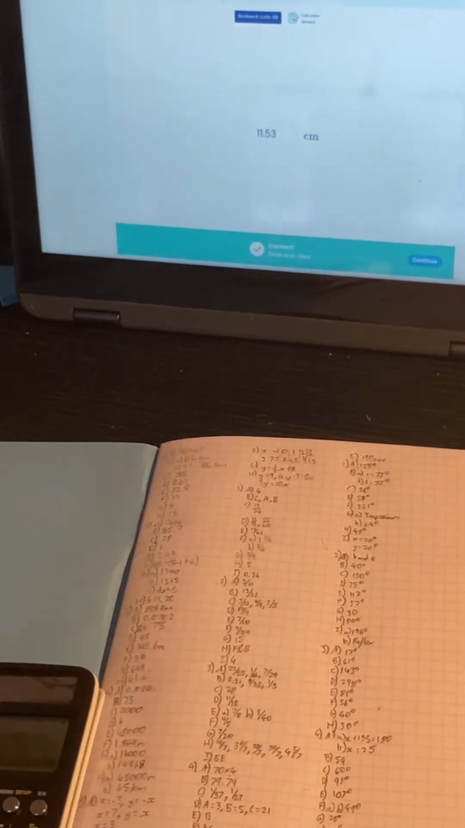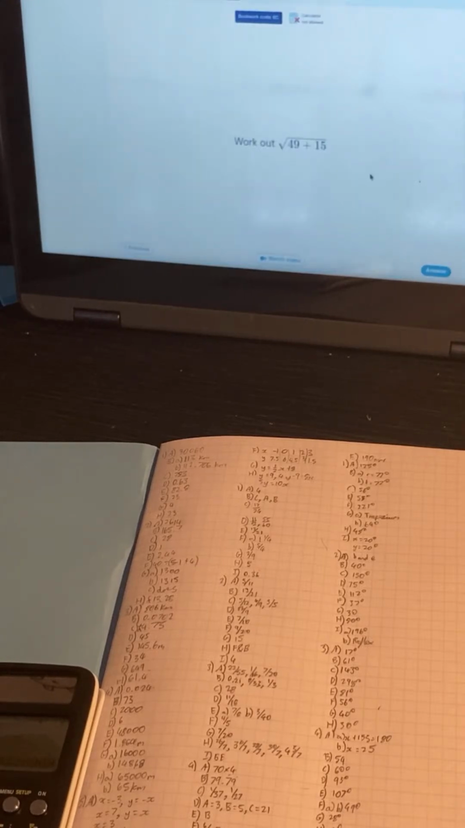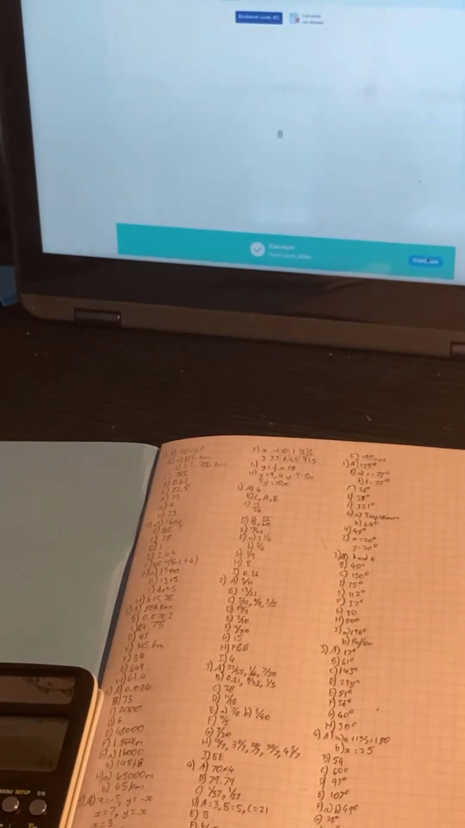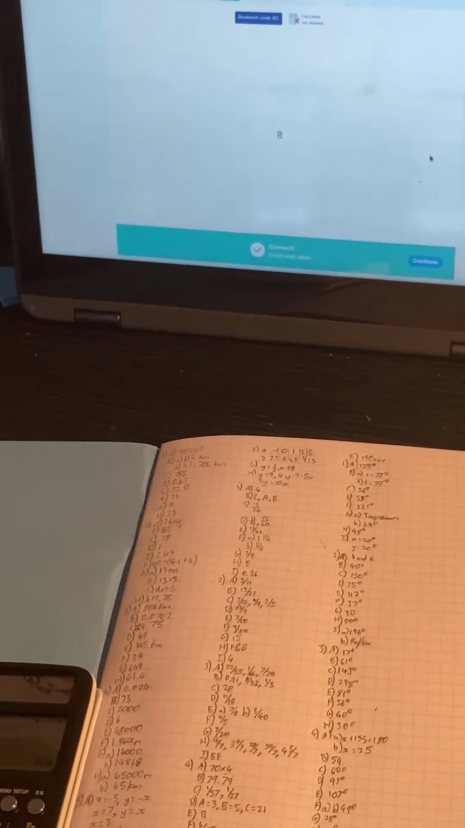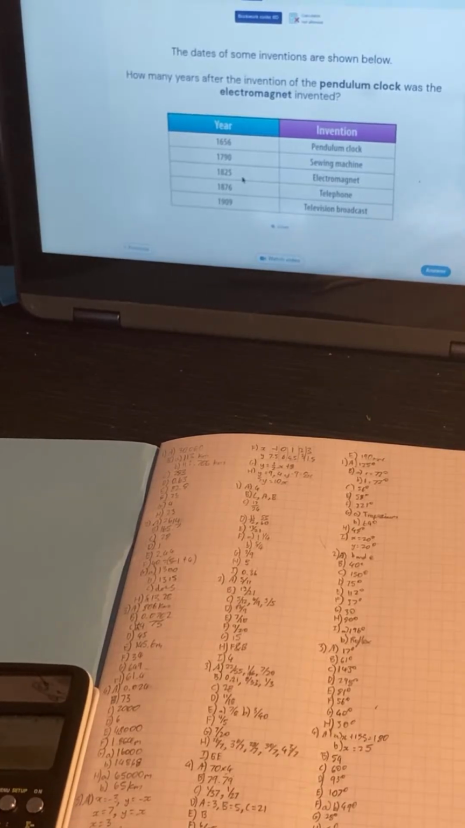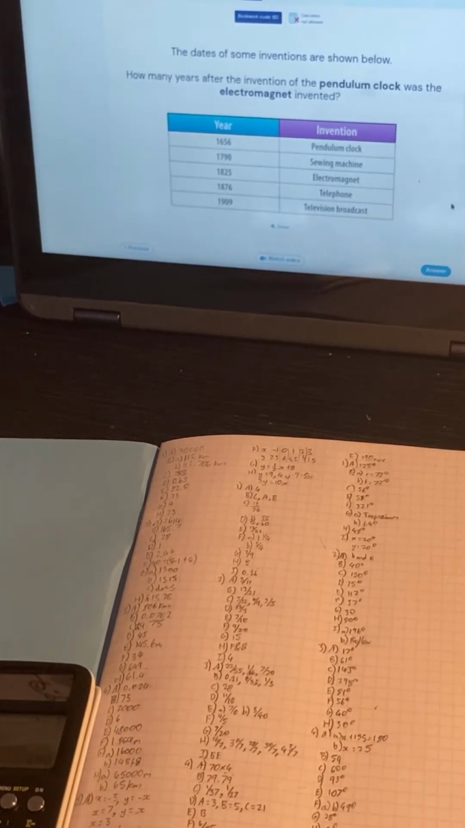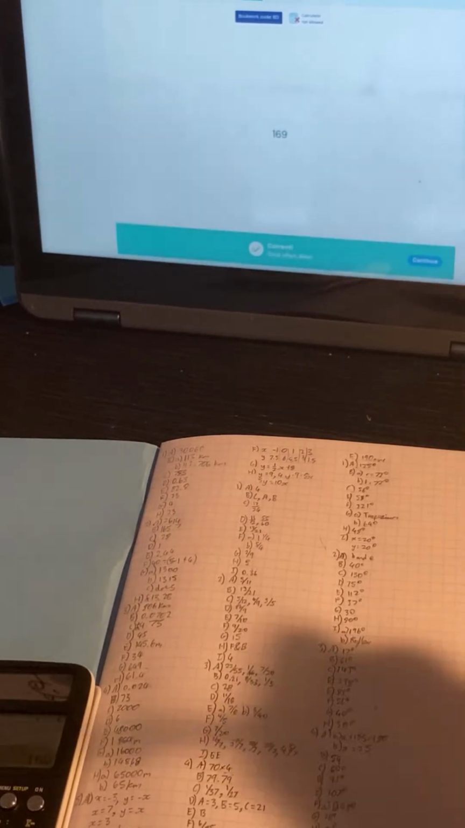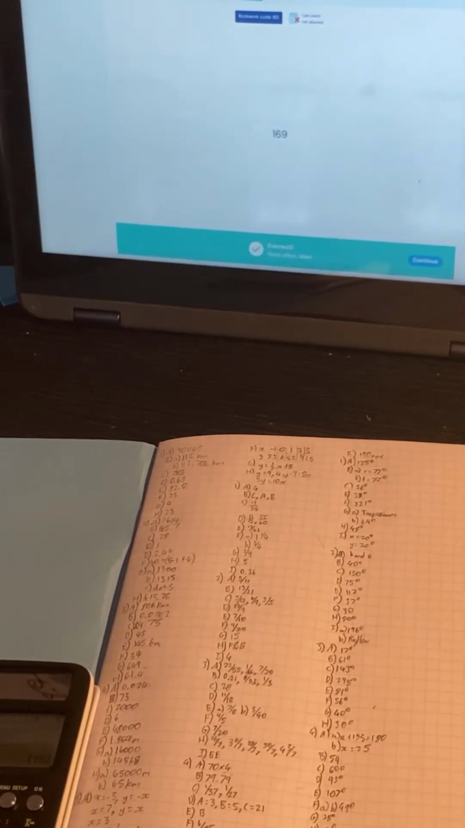What time are we on? 36 minutes. So basically, I suck at this. What's 49 plus 15? Oh, it's 8. Well, no, it isn't. 64, but the answer's 8. After the pendulum electromagnet. So that's who can be bothered. 116, 169. E.